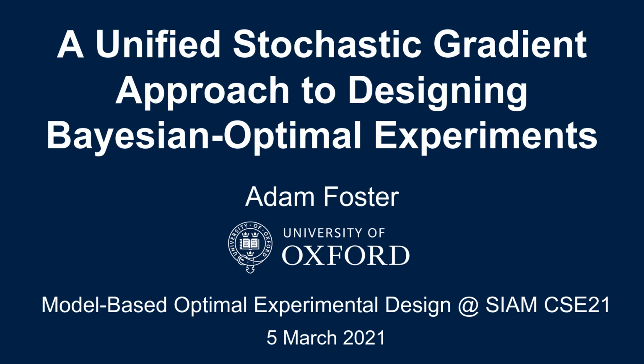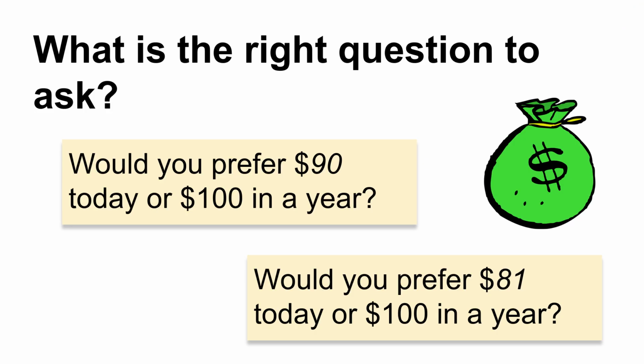So today I'm talking about a unified stochastic gradient approach to designing Bayesian-optimal experiments, and I'll get started by looking at the kind of questions that we're trying to answer with experimental design. So suppose we're designing a psychology study to work out how much people value money today compared to money in the future when they have to wait to receive it.